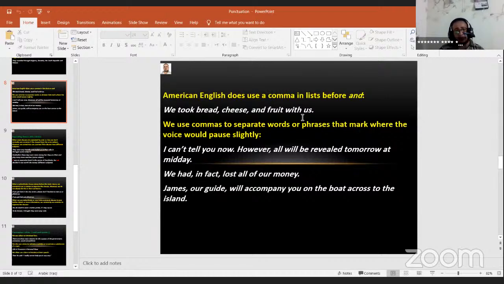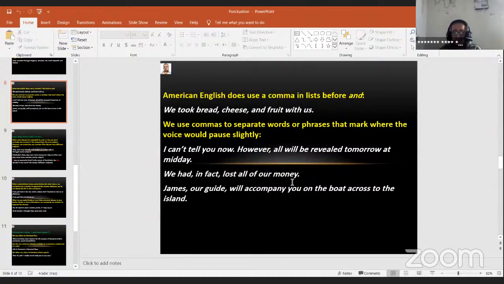We use commas to separate words or phrases that mark where the voice would pause slightly. For example: I can't tell you now. However, all will be revealed tomorrow at midday. When we add a linking expression, we usually follow it with a comma. Most of the contrastive words or linkers are followed by a comma. For example, however, although, and sometimes after whereas, we need to add a comma. Okay, everyone?